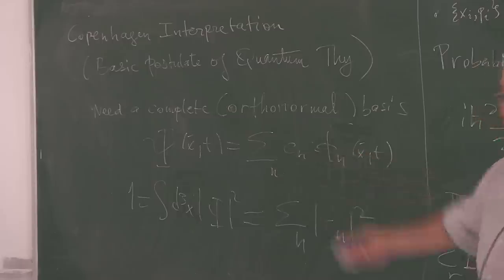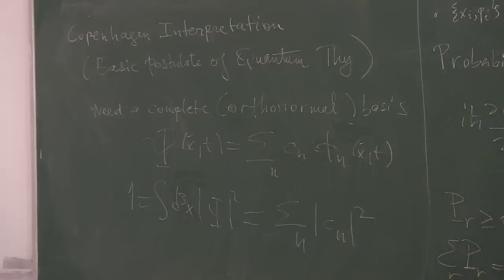So their sum should add up to one because of the normalization, because the system is going to be in only one of those states, infinitely many. But like a dice having six faces, when you throw the dice, you'll find any one of these six faces. And finding any one of the six faces is 100%, right?